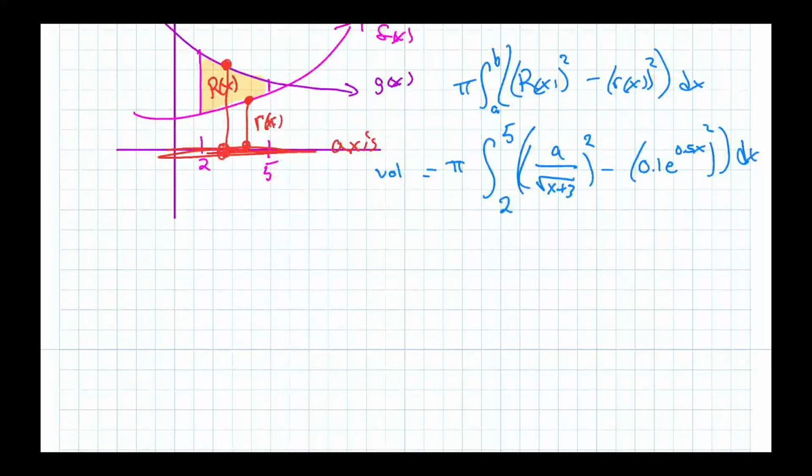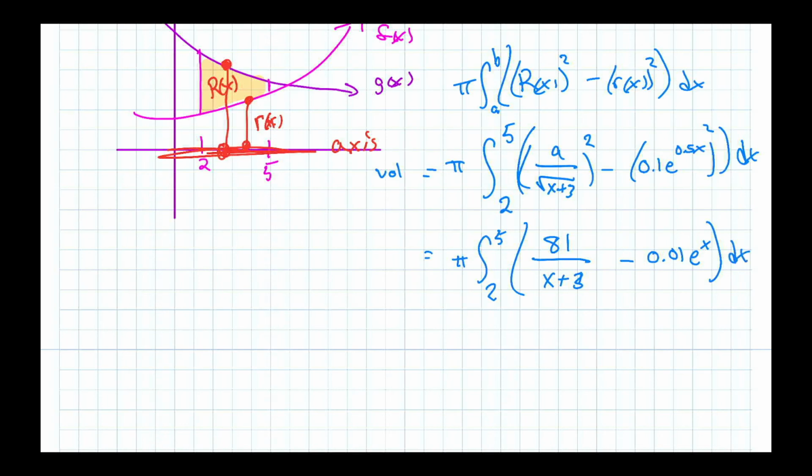And if you look at what they want, they're not asking us to do this integral in this problem. They only want to know which integral was correct. So if you square this, square the top, you get 81. Square the bottom, you get x plus 3, minus. And then over here, if you square this, you would have to square the 0.1, which is 0.01. And then e to the 0.5x, when you raise a power to a power, you multiply the powers. So 2 times 0.5 is 1. So it just works out like this.